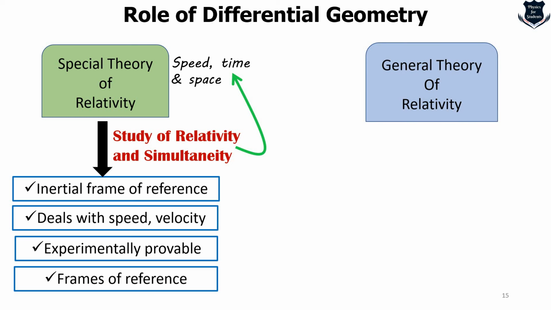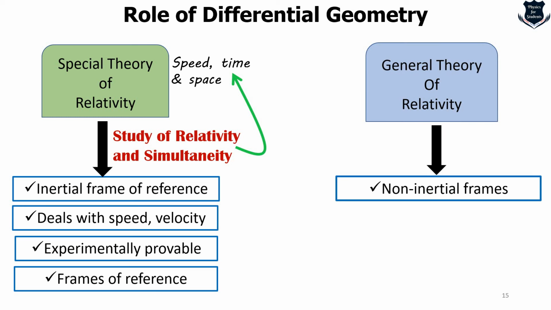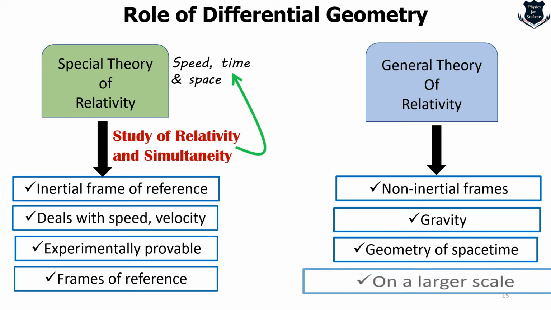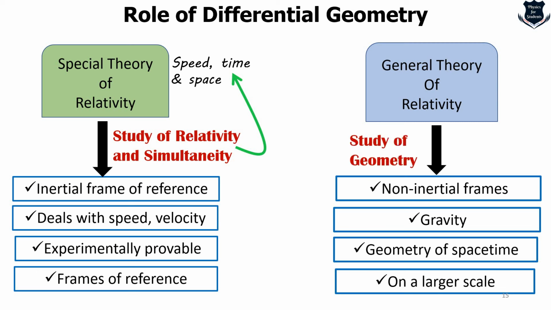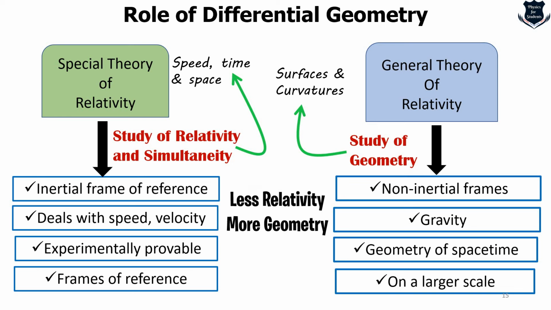On the other hand, the general theory of relativity deals with non-inertial frames, gravity, and the geometry of space-time, which is on a much larger, macro scale, with stars, black holes, supermassive black holes and so on. So we understand that this is a study of geometry, and it deals with curvatures and surfaces. That means we can deduce from this discussion that if we move from special relativity to general relativity, it is less about relativity and more about geometry. So if it is more about geometry, definitely we need a tool that would explain this geometry.